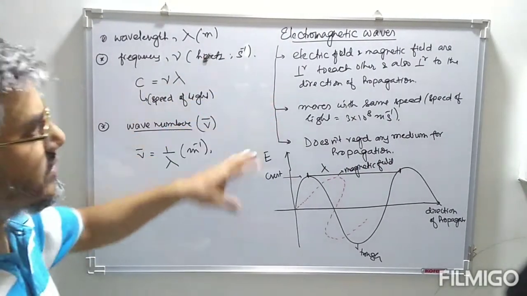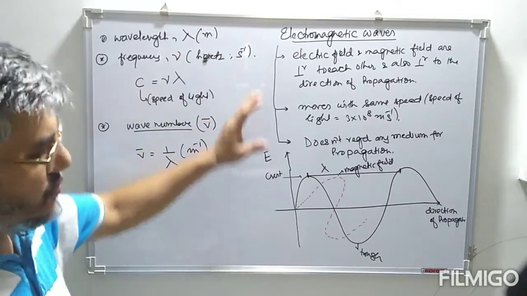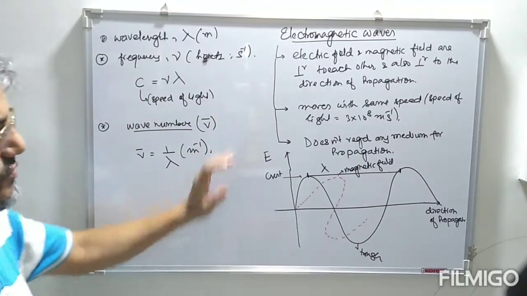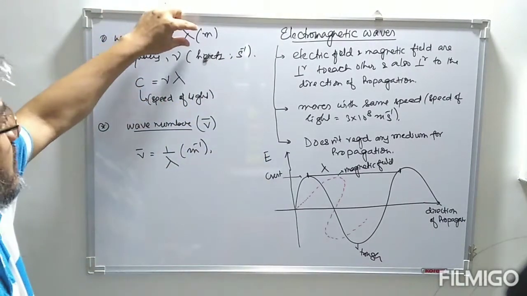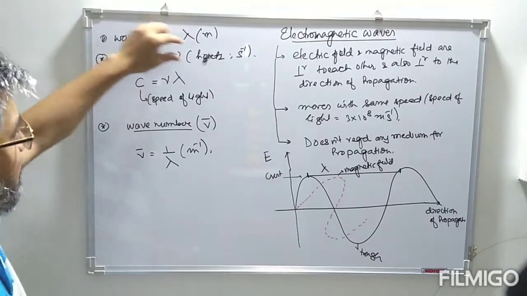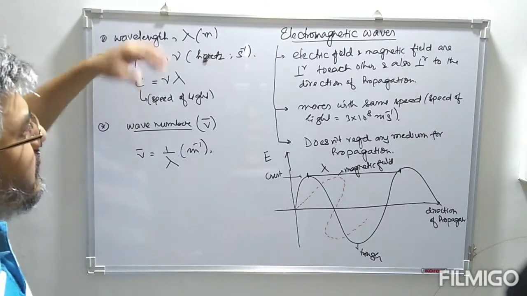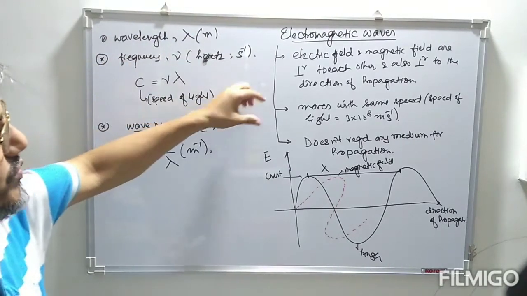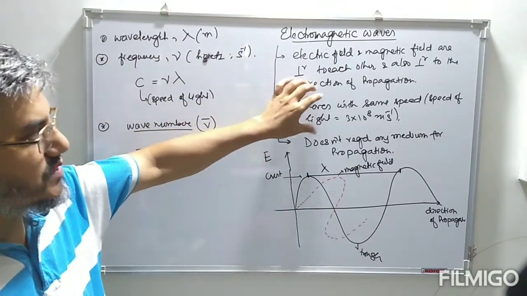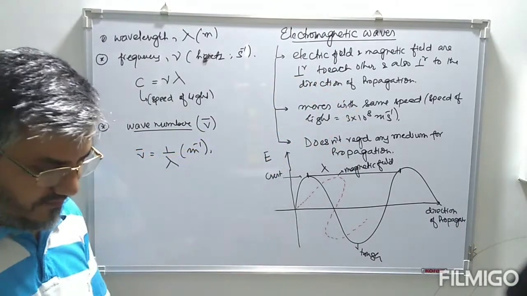So light being an electromagnetic wave shows wave behavior. If this is showing wave behavior, then this must have wavelength, frequency, wave number, and all these waves move with the constant speed, that is speed of light.